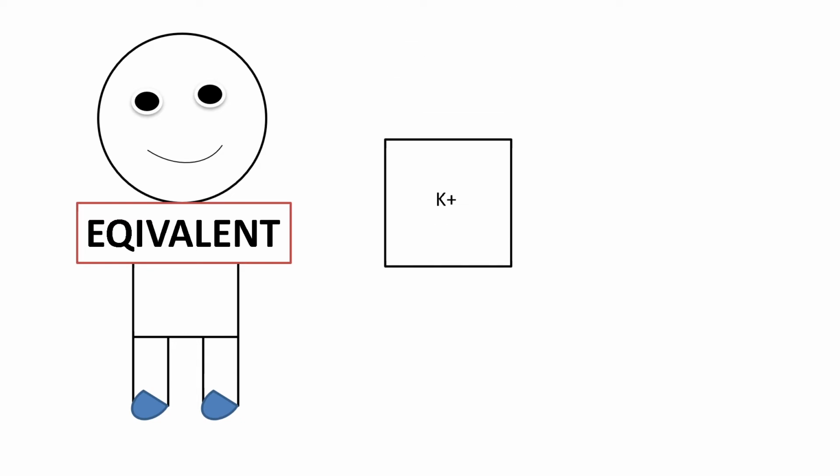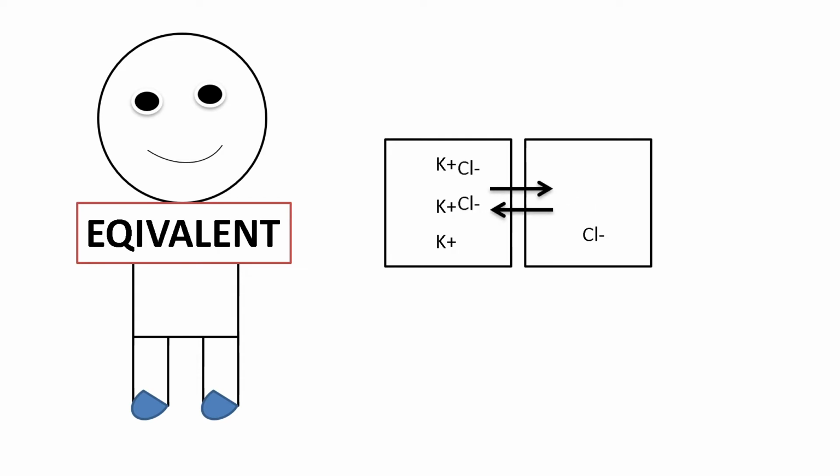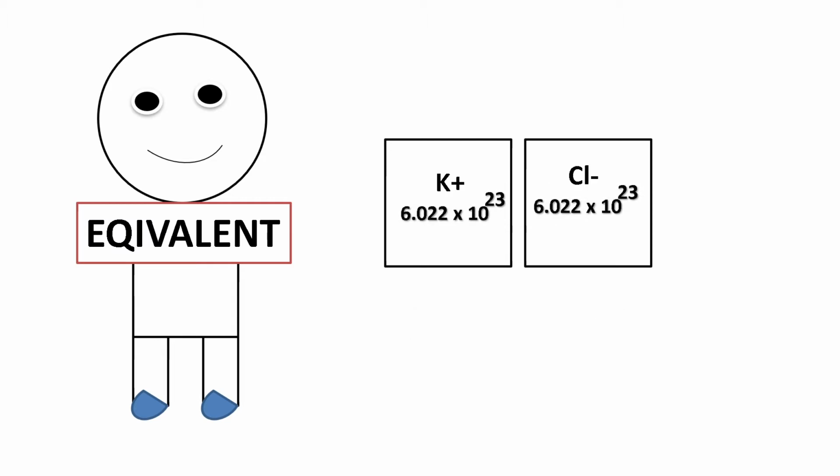Suppose we have a container containing 1 potassium ion and another container containing 1 chloride ion, and they are made to react with each other. Then 1 potassium ion will react with 1 chloride ion to form 1 potassium chloride molecule. Now, if 3 potassium ions are made to react with 3 chloride ions, then 3 potassium ions will react with 3 chloride ions, forming 3 molecules of potassium chloride.